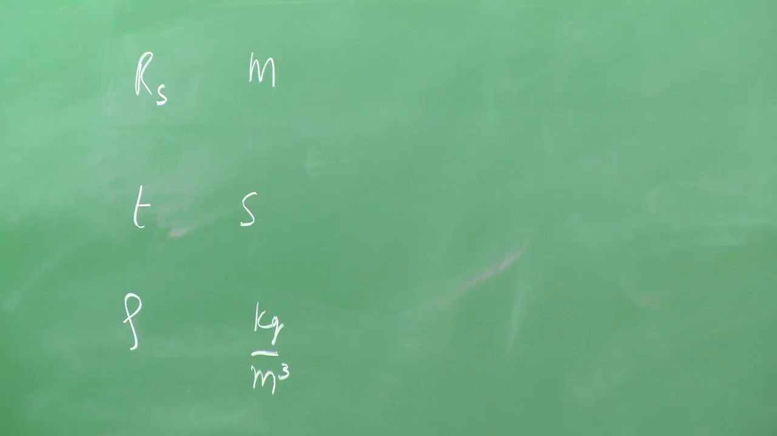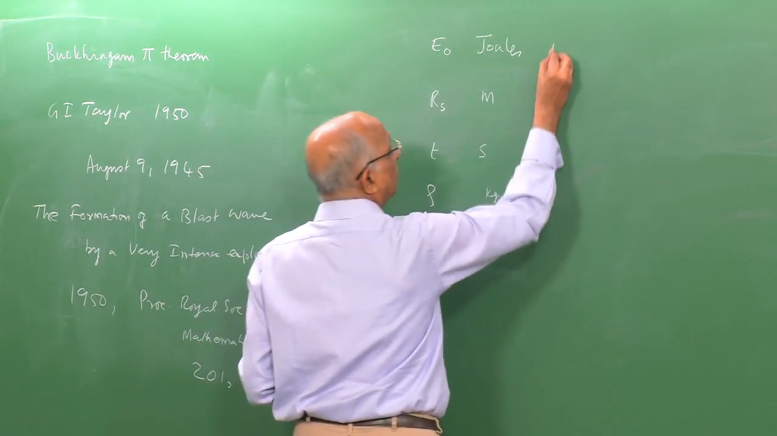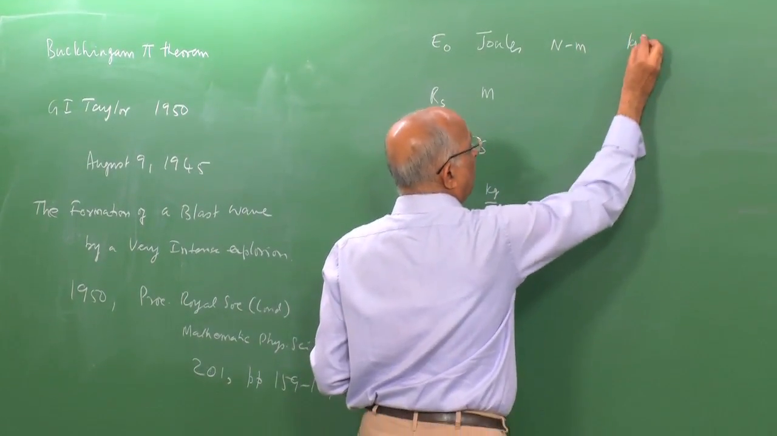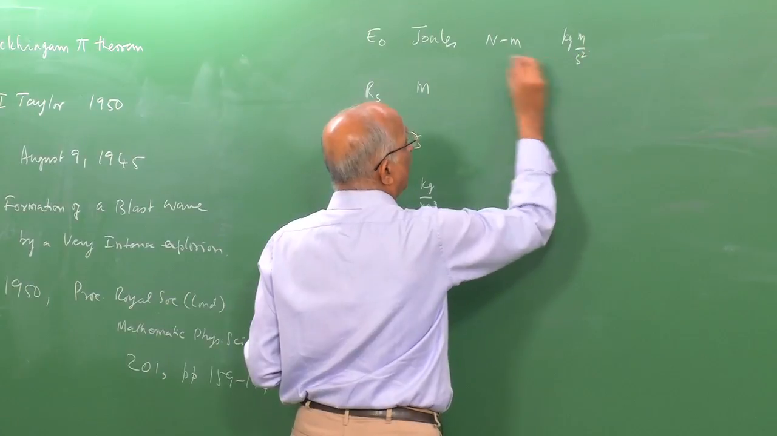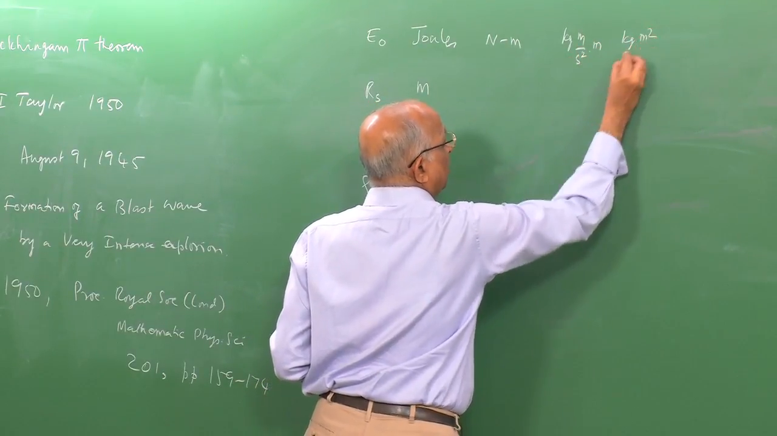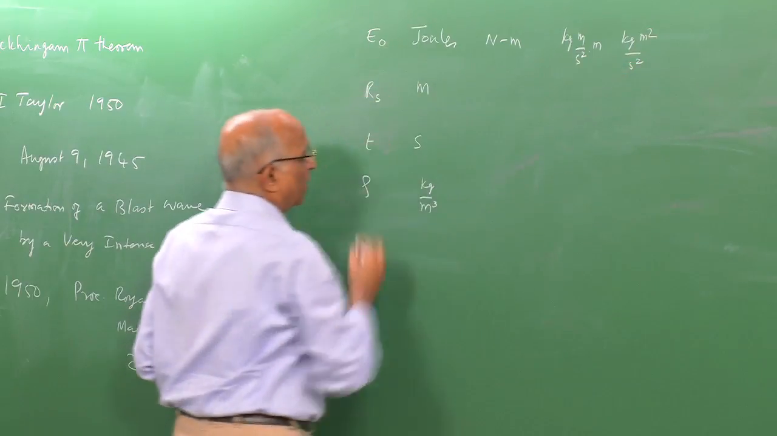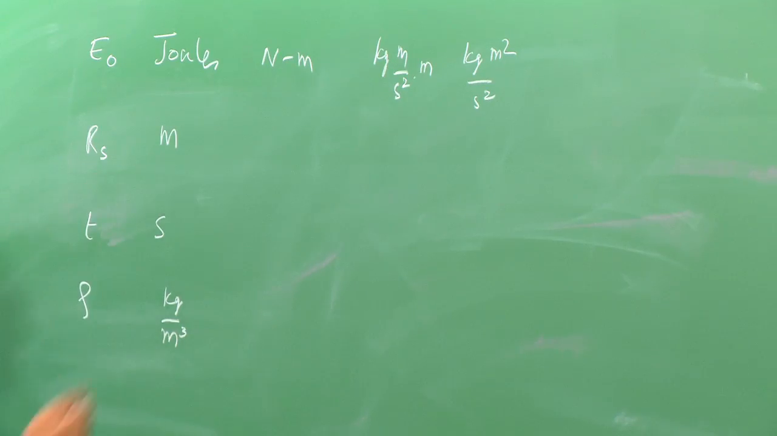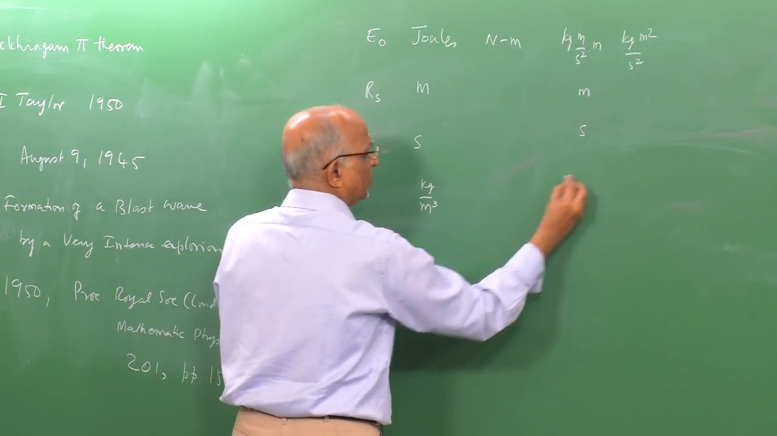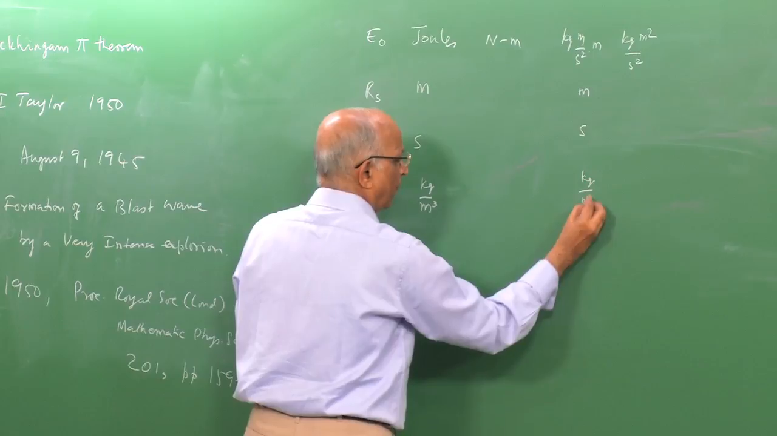Let us put the dimensions together. Joules is force into distance, Newton meter. What is Newton? Newton is equal to kilogram meter per second square. Therefore, it is equal to kilogram meter square by second square, that is the unit of energy. Well, R0 is meters, t is seconds. Well, this is kilogram per meter cubed again.